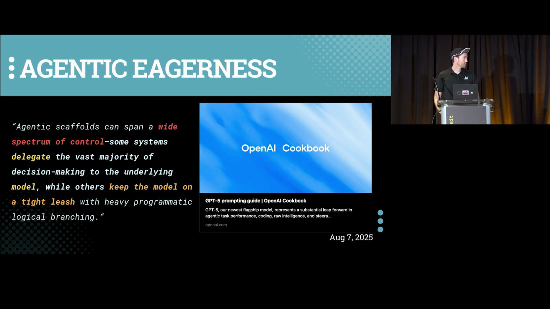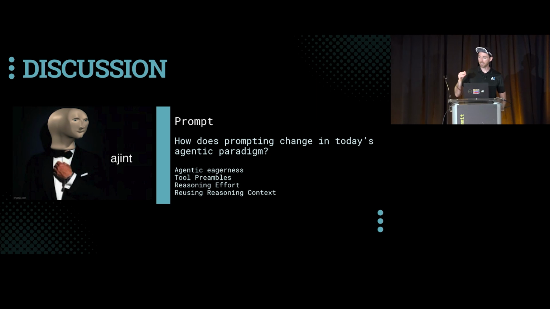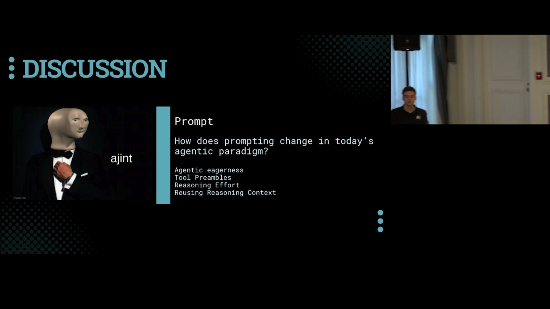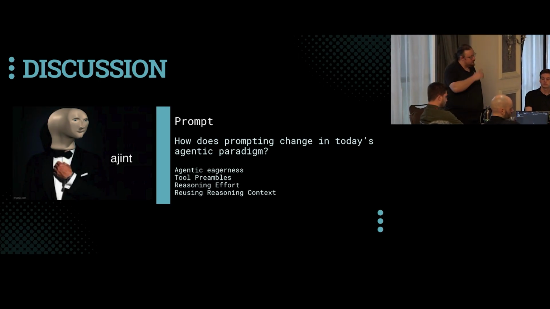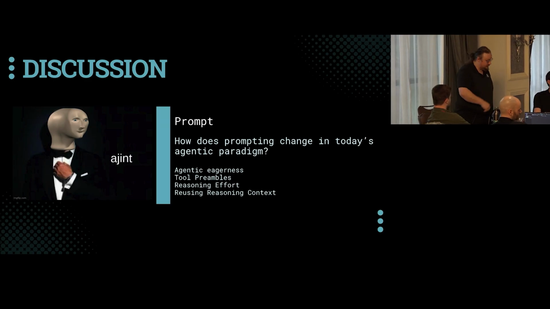Agentic scaffolds can span a wide spectrum of control. Delegate or elevate type stuff. How tight of a leash do we want to keep the model on? These are all important questions for us to ask and think about. So, Wiz, from a developer standpoint, how does prompting change in an agentic paradigm? I mean, getting your tool calls and your tool descriptions really dialed in, thinking about how the agent is going to make decisions like a human would, and pre-prompting that ahead of time. What are some other things people should be thinking about?